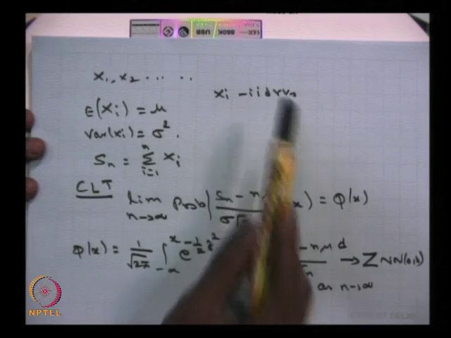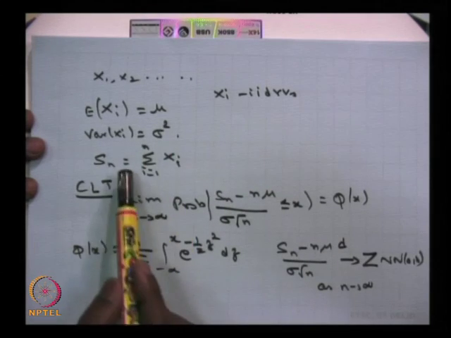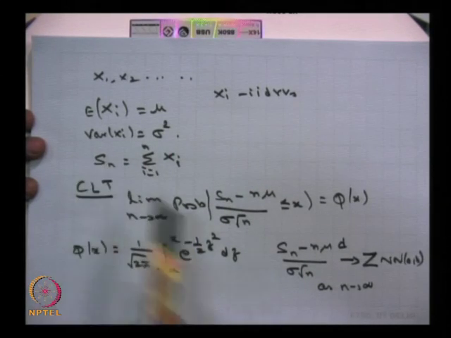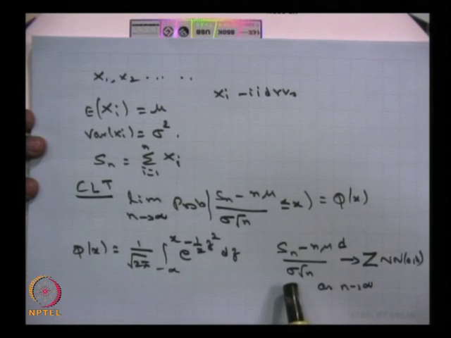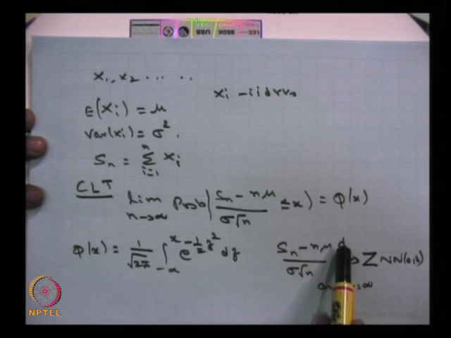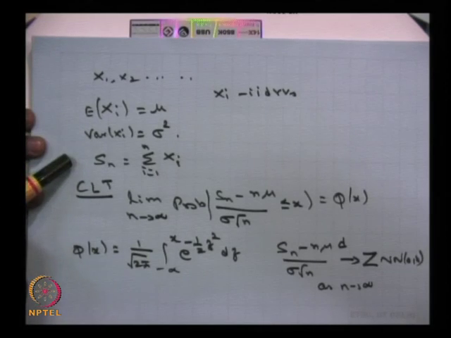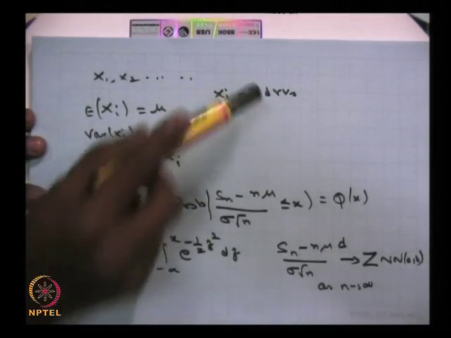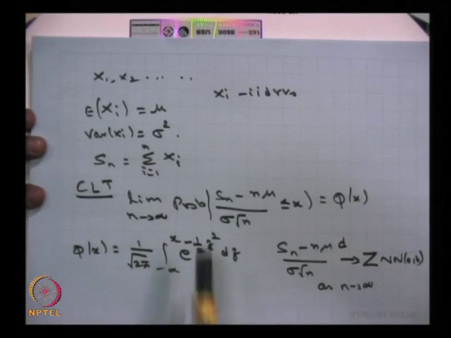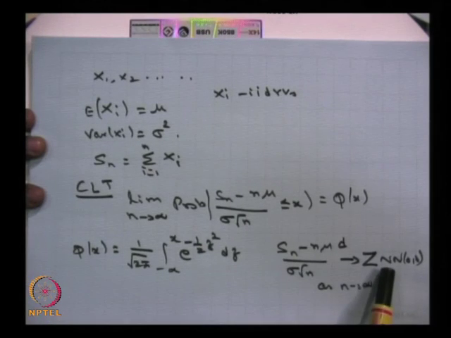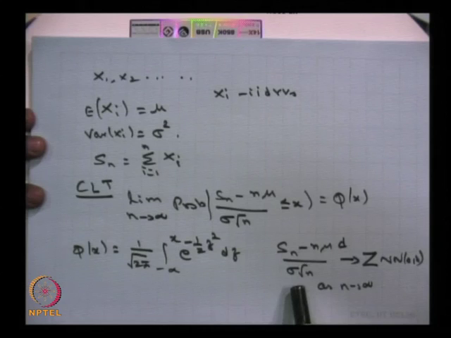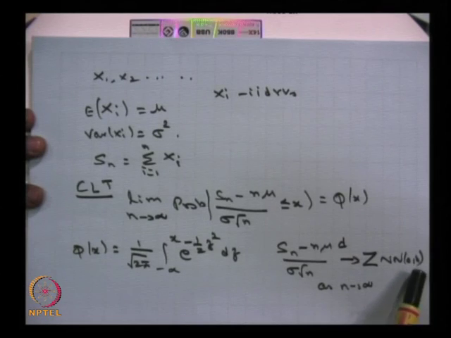You have a sequence of IID random variables, and you know the mean and variance. If you define S n in this form, then S n minus n mu divided by sigma times the square root of n converges to the standard normal distribution, in convergence in distribution. That means whatever random variable you have, as long as they are IID, and even this can be relaxed, the summation will converge to the normal distribution, or their mean divided by the standard deviation will converge to the standard normal distribution.